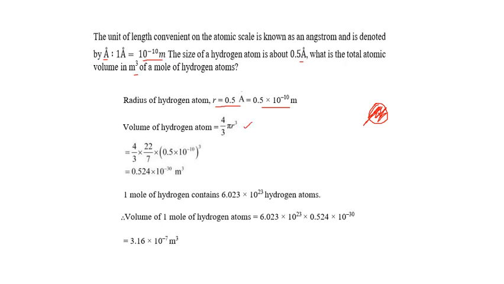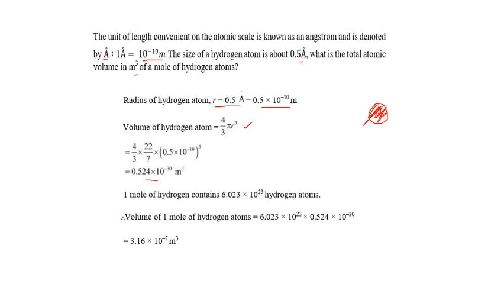Now substitute 4 by 3, pi value is 22 by 7 and r value is 0.5 into 10 to the power minus 10 whole to the power 3. Okay, then this is your volume of hydrogen atom, 0.524 into 10 to the power minus 30 meter cube. Okay, what is the next question?